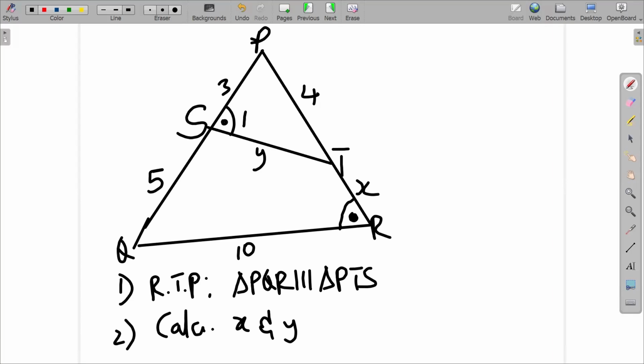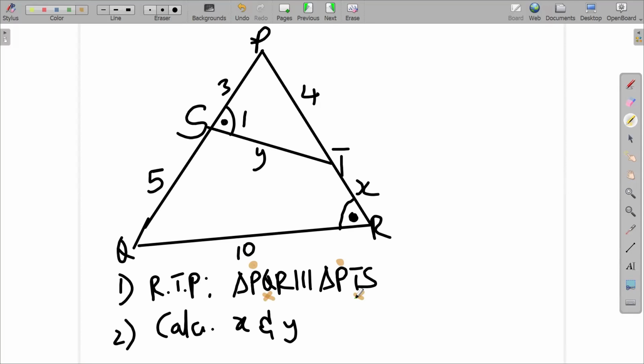First of all, there are angles that are marked the same here. That is angle S1 and angle R. Look at the order of the letters they have given you. You almost know that angle P must be equal to angle P, and you also know here that somehow Q will be equal to T.